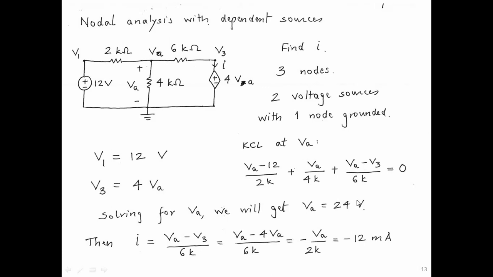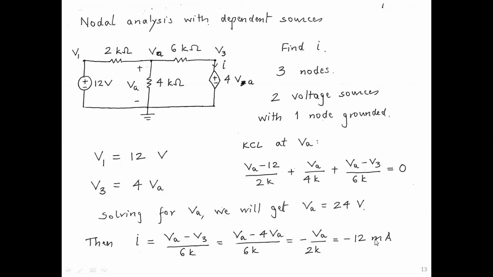Suppose I had to find I, the current. Then how much is the current I? This current is the same as this current. We find the current through a voltage source by writing a KCL at the node at which it is connected. Here of course there is only one other connection, so this current is equal to this current. This current is (VA minus V3) by 6 kilo ohms. We know VA, so we can find it, and it turns out to be minus 12 milliamps, milli because this is kilo in the denominator.